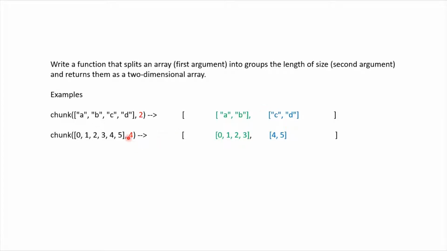And in the second example, the array needs to be split by 4. So in each array we need to have 4 elements. So we have 0, 1, 2, 3, and in the second array we have 4 and 5 because there are only 6 elements. Let's see how we can solve this problem.